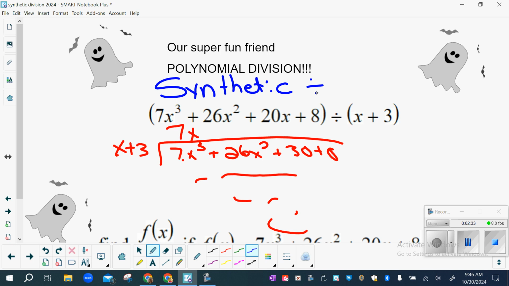And right this minute, you don't remember how to do it. I know that because almost every year I have to remind myself because we don't do it all the time. But once we do it, most of you are going to be like, oh my God, I do love her. She is adorable. So we're going to do synthetic division, okay?